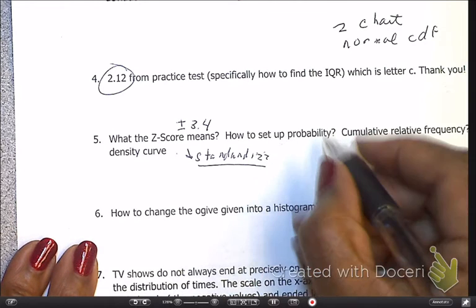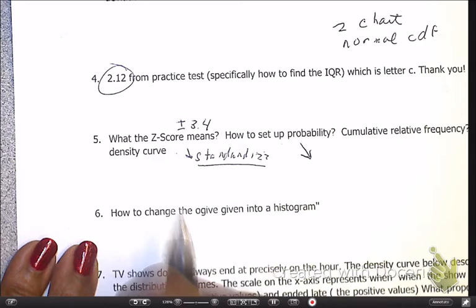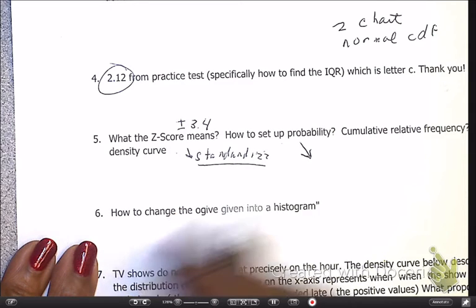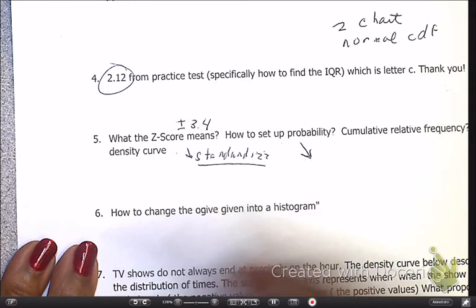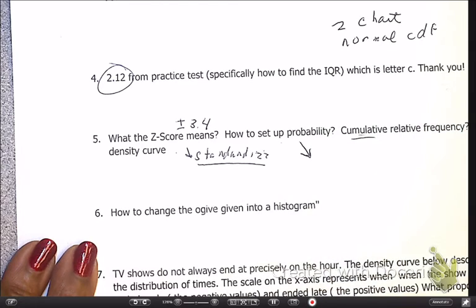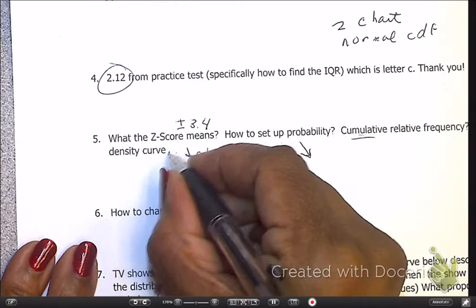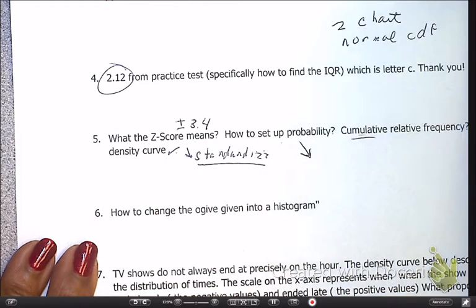How do I set up probability? Just refer back to the example that I did earlier. That's how I set it up. Cumulative relative frequency, I've talked about that. And yes, the density curve, well, the rectangular one I'm going to do in a minute.